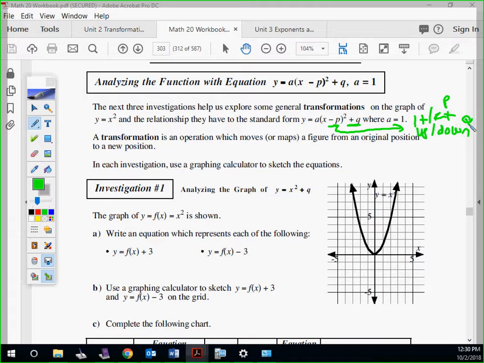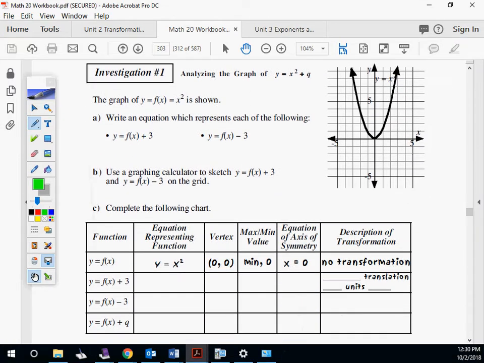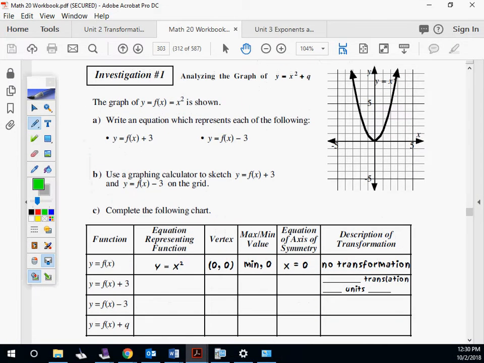I'm just giving you all the information first, and then we're going to go through it and confirm it. So we're going to look at the graph of x squared plus q. We're going to figure out what q does to the parabola. That's what we're doing here. What does q do to the parabola?